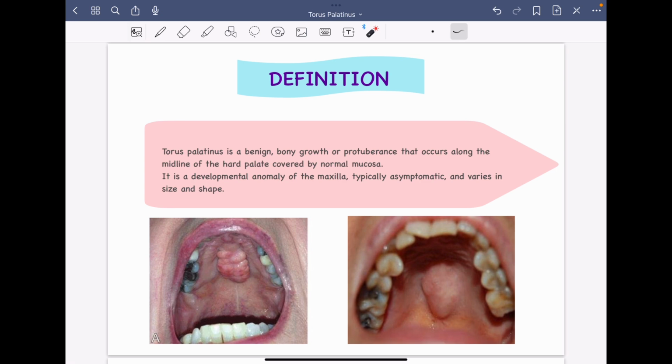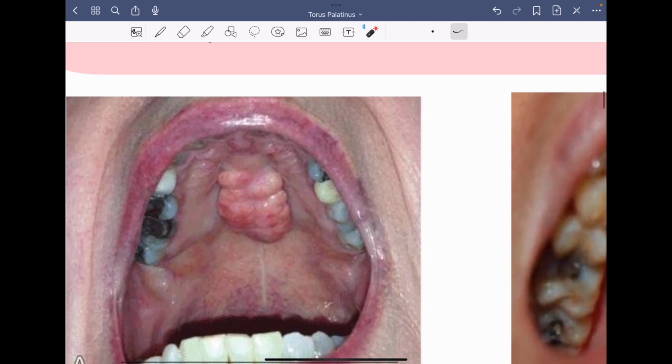Now let's try to learn the definition. Torus palatinus is basically a benign bony growth or a protuberance or an excrescence that occurs through the midline of the hard palate, and it is usually covered by normal mucosa, except in few cases it might get ulcerated due to some kind of trauma. But in majority of the cases it will be covered by your normal mucosa itself. It is basically a developmental anomaly of the maxilla. Typically it's asymptomatic and it might vary in size and shape as well. So it is a benign growth, so nothing to worry about.